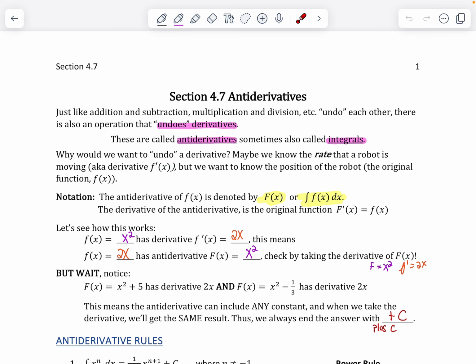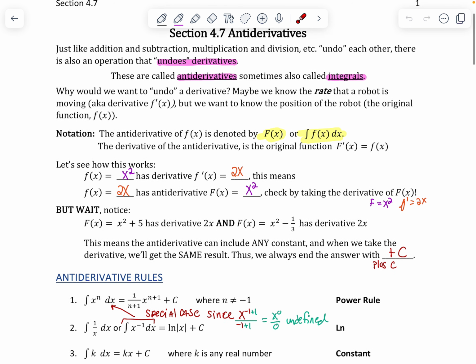So why would we want to undo a derivative? Well, maybe we know the rate that something is occurring, so essentially its derivative, but we want to know its position. That would be the original function. In terms of the notation, the antiderivative of some function is often denoted using a capital F of x, versus the original, which is lowercase f of x.